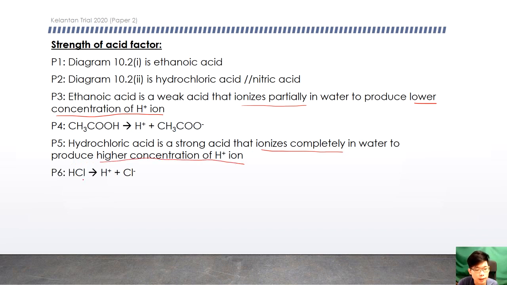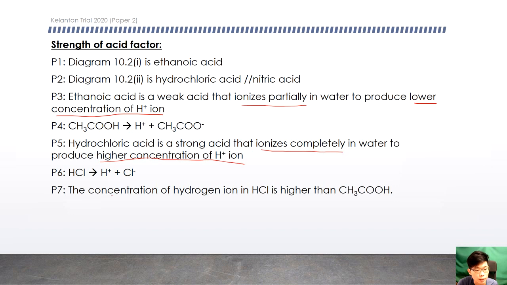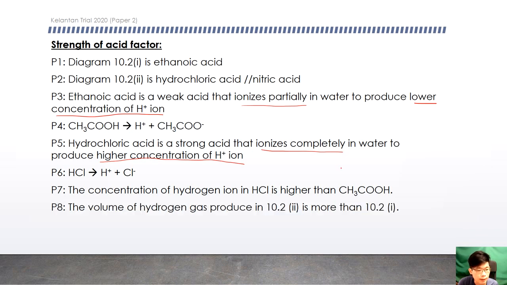So hydrochloric acid produces hydrogen ions and then chloride ions. So the concentration of hydrogen ions in hydrochloric acid is higher than in the ethanoic acid. So the volume of hydrogen gas produced in 10.2, 2 is more than 10.2, 1. Okay, so I will suggest you use the strength factor, in order to get the 8 marks easier.